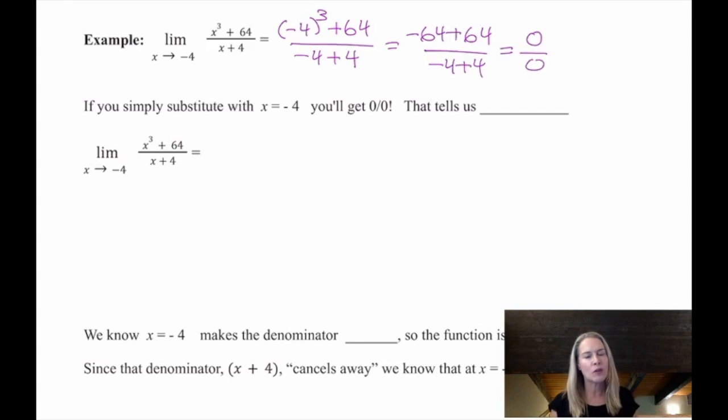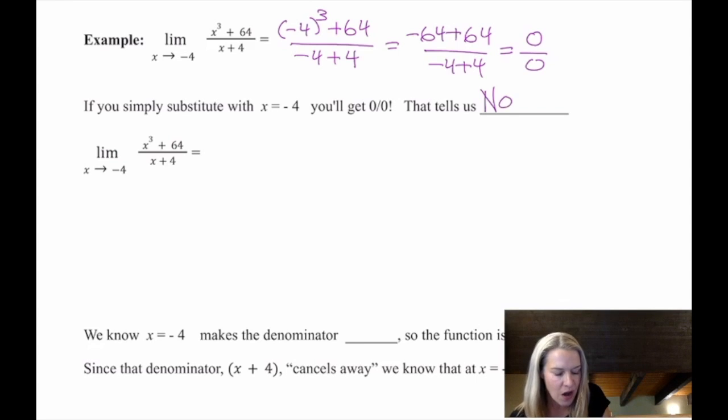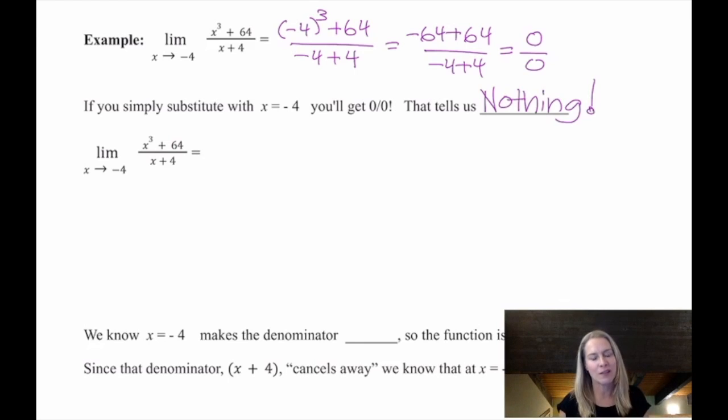Once again, 0 over 0 is an indeterminate, and that means we know nothing. We have to try something else. 0 over 0, we could end up with a limit that does exist. We could end up with a limit that doesn't exist. We have to try further steps.